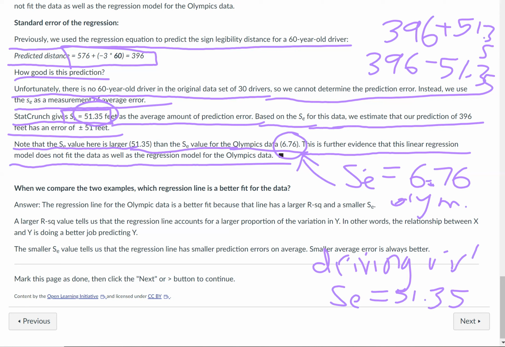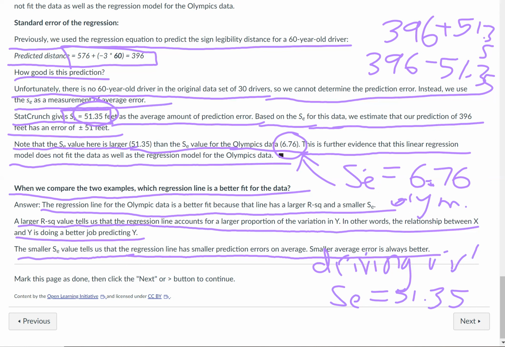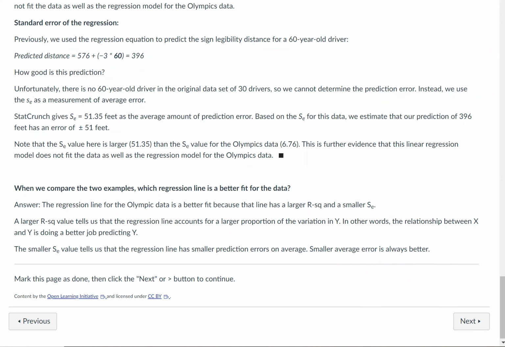When we compare the two examples, which regression line is a better fit for the data? The regression line for the Olympic data is a much better fit than the other line for the viewing distance for drivers, because it has a larger r-squared and a smaller standard error. A larger r-squared value tells us that the regression line accounts for a larger proportion of the variation in y. In other words, the relationship between x and y is doing a better job predicting y. The smaller standard error value tells us that the regression line has smaller predicted errors on average. Smaller error is always better. That's the average amount of units away from the actual values the line is.